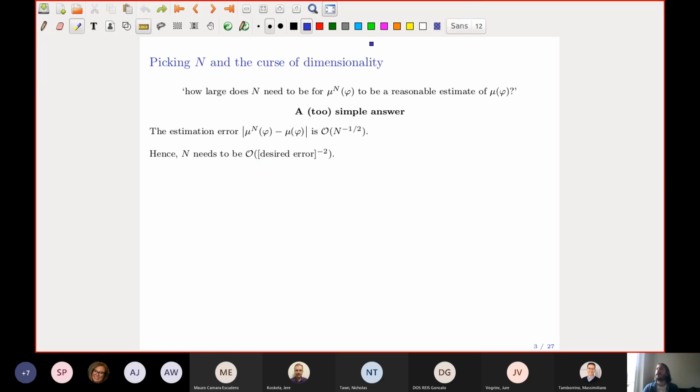Now, this answer is informative in some ways. It tells you things like if you want to increase the accuracy of your estimates tenfold, you need to increase the number of samples that you generate 100-fold. But it's also not a very good answer because it doesn't really feature in it at all the actual target distribution or the integrand that you care about. And in practice, the IID estimator works very well for some mu's and some phi's and works terribly for others. In particular, there's no mention of the dimension of the underlying space on which mu and phi are defined.